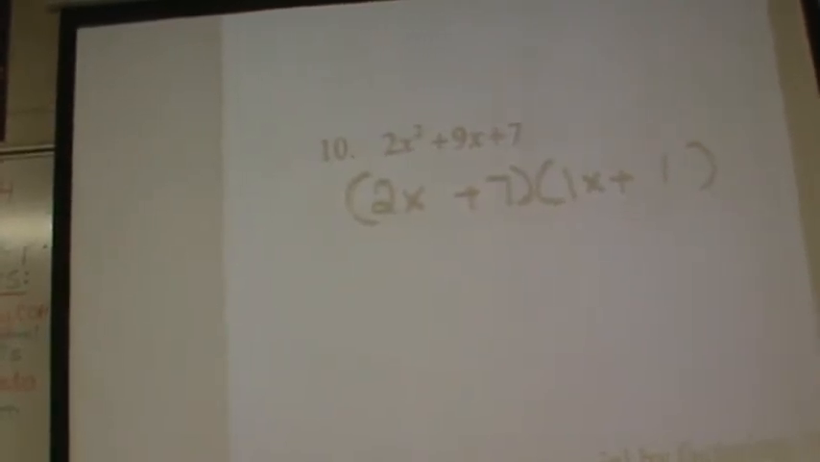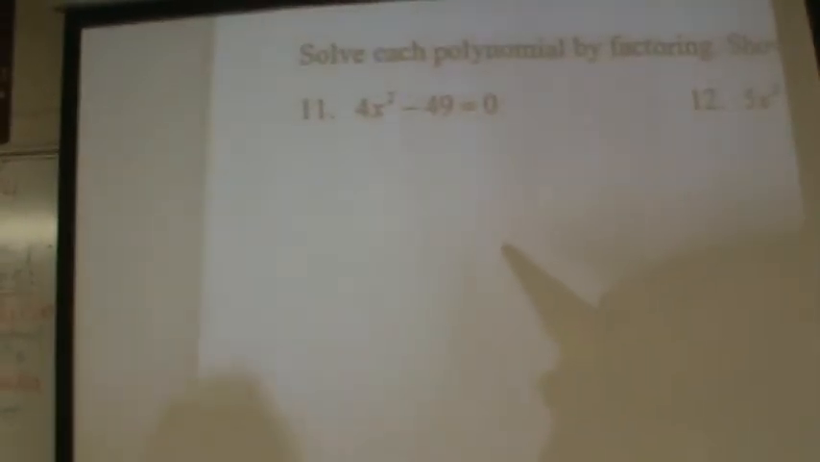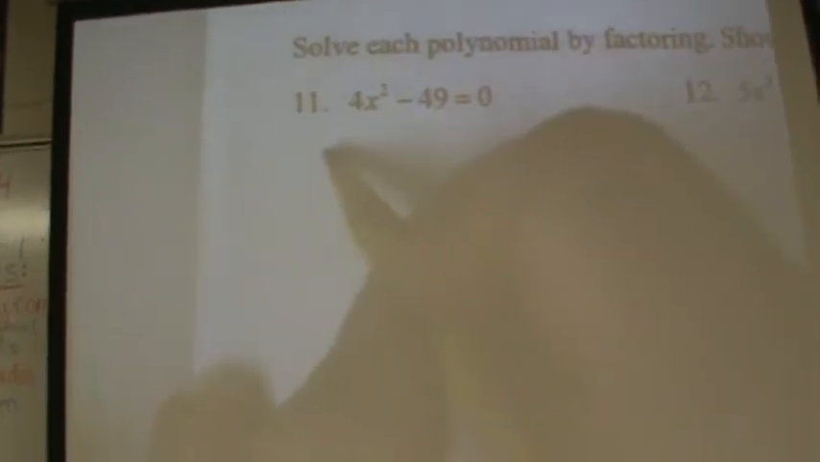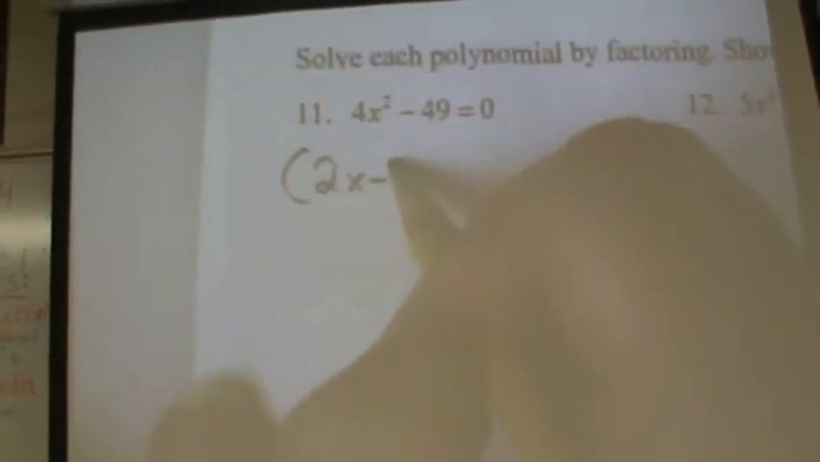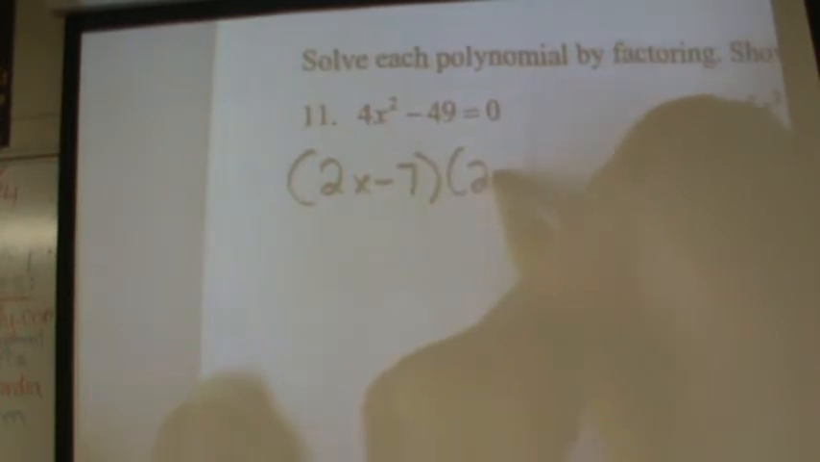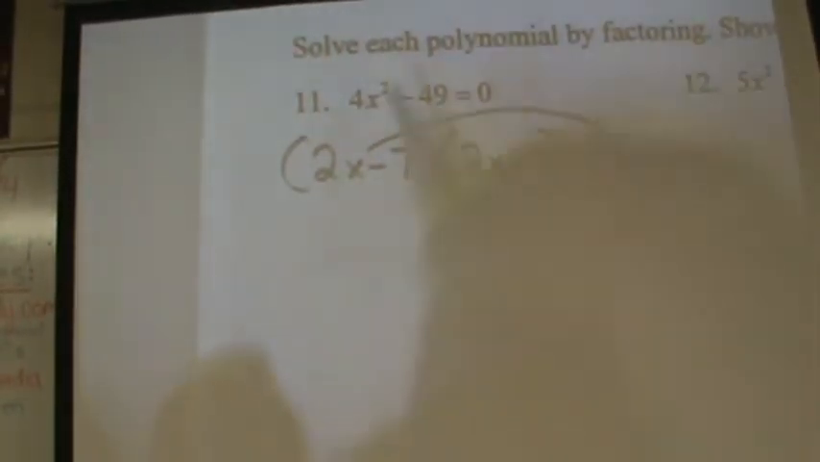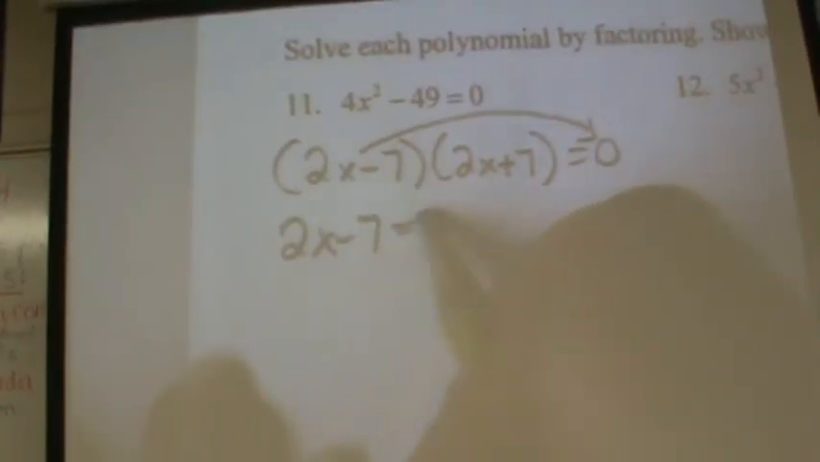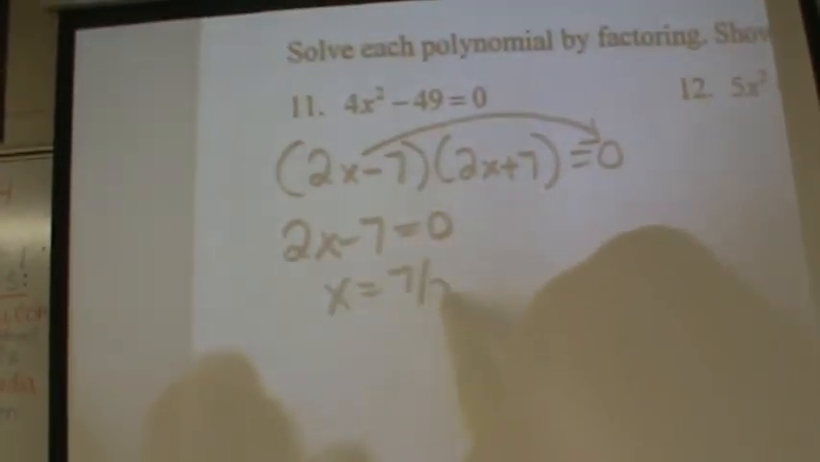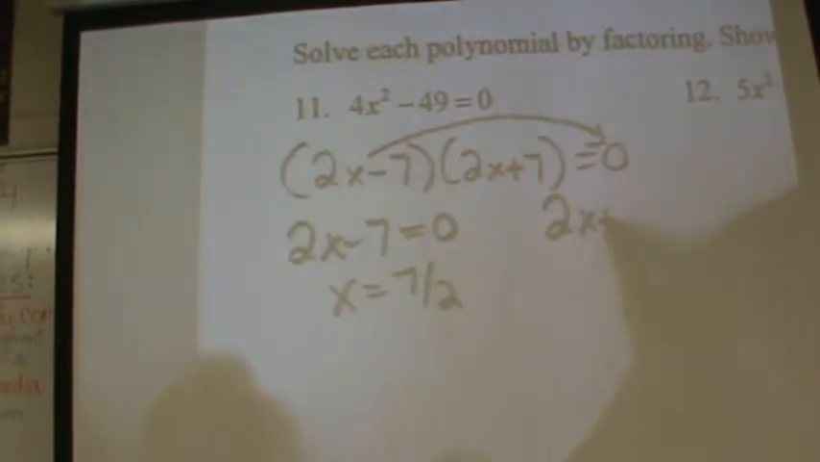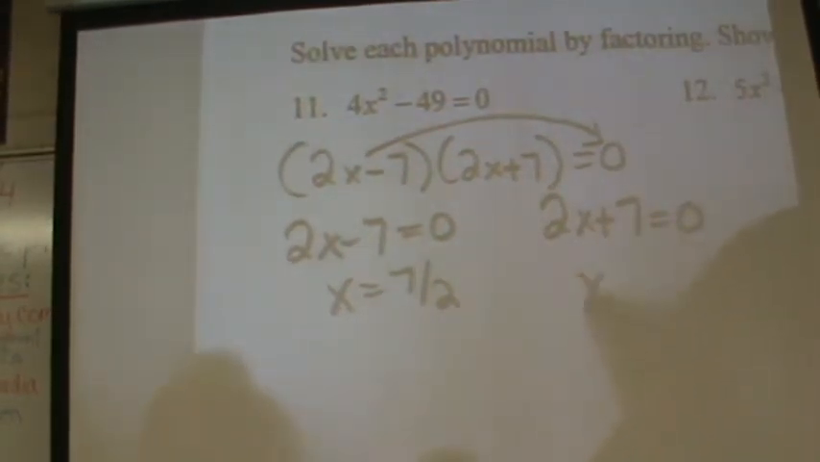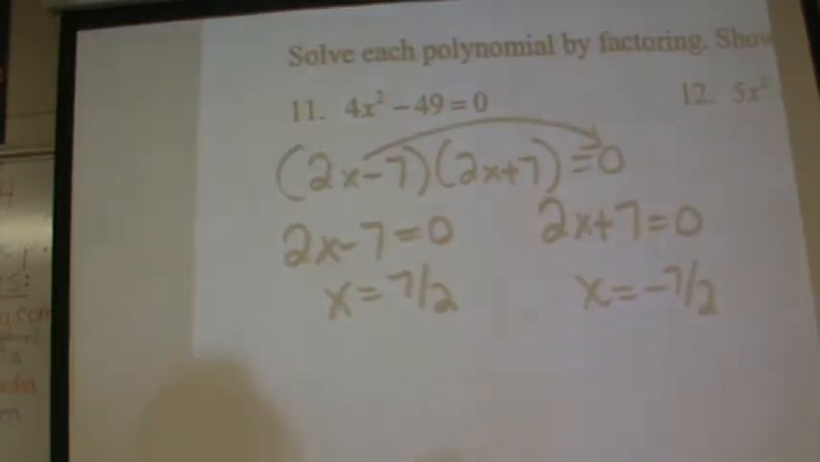Now, what do you do for these ones where it's got an equal sign? What do you do for 11 and 12? You first make sure they're set equal to 0, then you factor them like you did above, and then you set each of these factors equal to 0. So 2x minus 7 equals 0, so x is 7 halves. And 2x plus 7 equals 0, subtract 7, divide by 2, you get negative 7 halves. Okay?